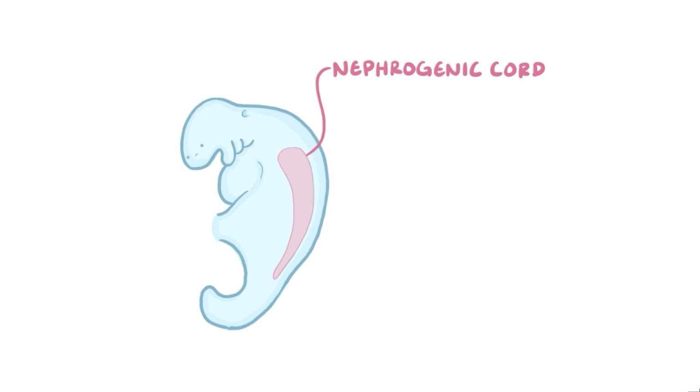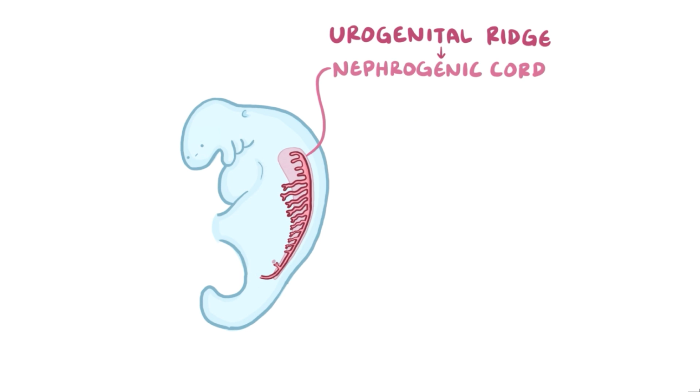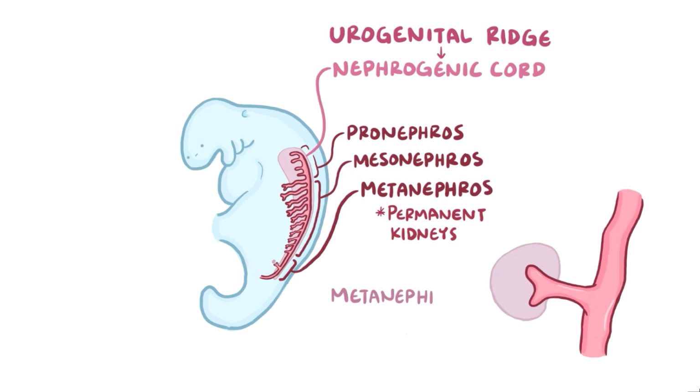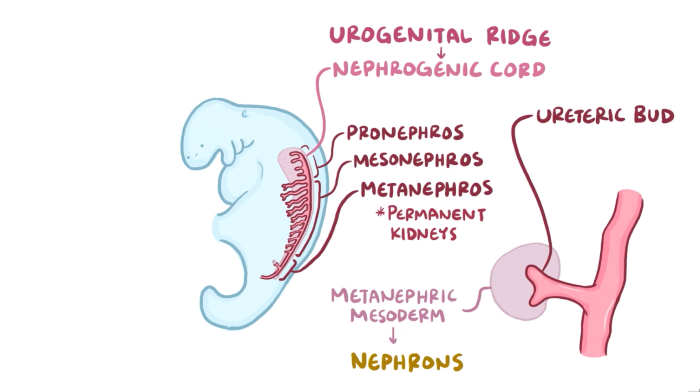Alright, as a quick recap, the nephrogenic cord, which is part of the urogenital ridge, gives rise to 3 sets of structures during intrauterine life: the pronephros, the mesonephros, and the metanephros. The metanephros are the permanent kidneys, and they form from the metanephric mesoderm, which forms the nephrons, as well as from the ureteric bud, which forms the collecting system.